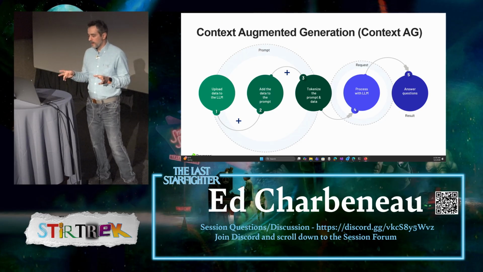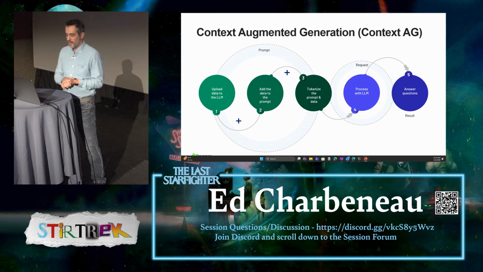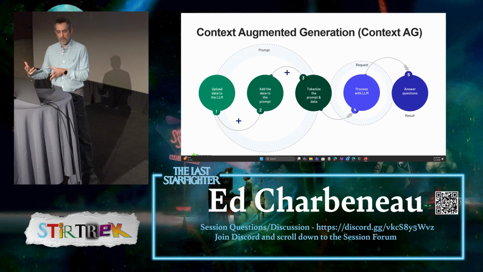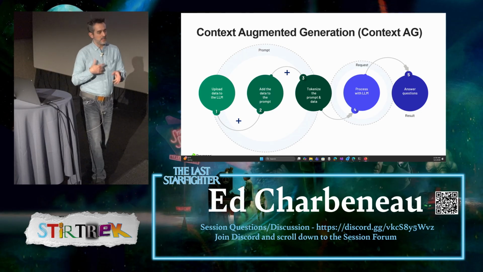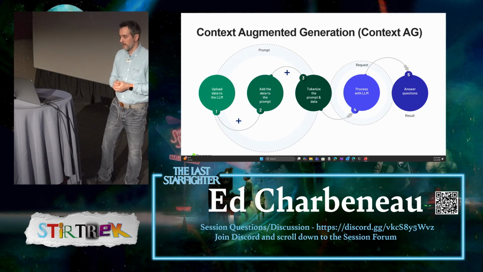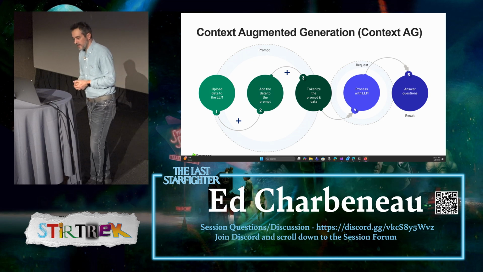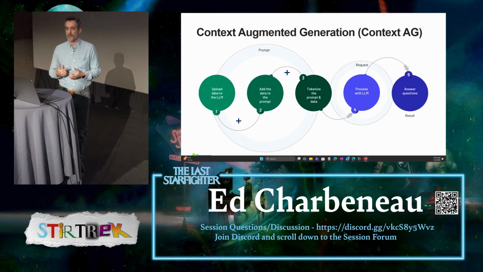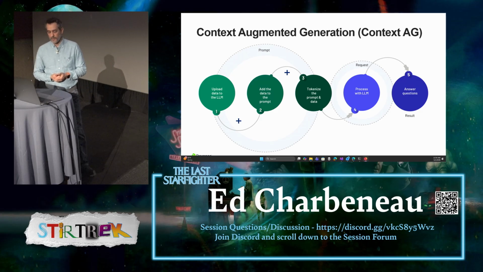The first thing we're going to do in a context AG scenario is upload some data to an LLM, and then we're going to take that data and add it to our prompt. Inside the prompt, all of that data gets tokenized and embedded into vectors, and then it gets processed through the large language model, and then we can do Q&A on it and answer questions.